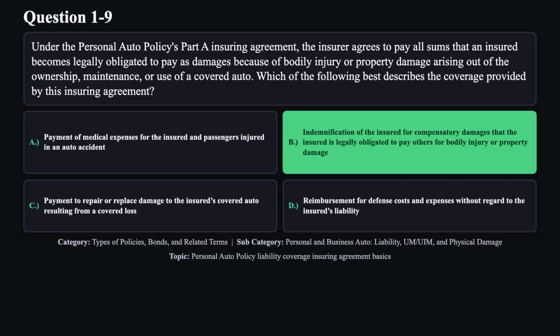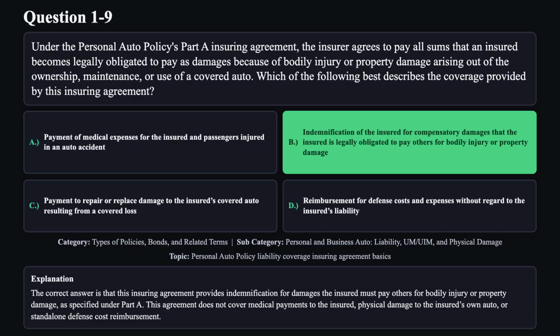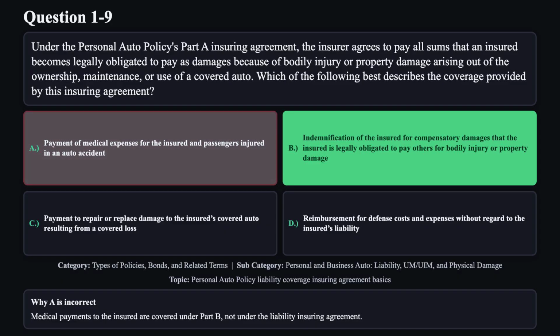The correct answer is B. The correct answer is that this insuring agreement provides indemnification for damages the insured must pay others for bodily injury or property damage, as specified under Part A. This agreement does not cover medical payments to the insured, physical damage to the insured's own auto, or standalone defense cost reimbursement. Reason A is not correct.